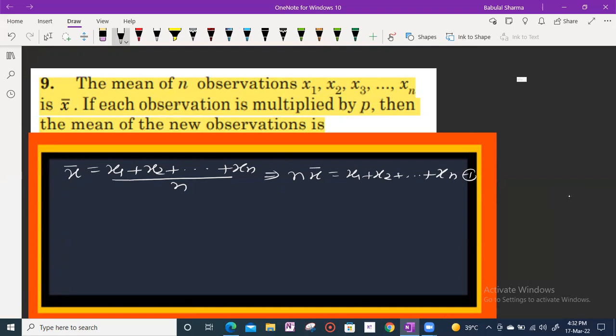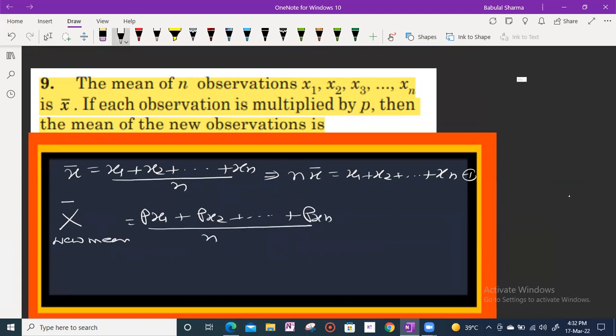Now in the question it is given, if each observation is multiplied by p, so the new mean, which I am taking here as capital X, is the new mean. Every observation we will multiply by p, so see, this is px1, that is px2, and similarly the last observation will be pxn, but the number of observations is still n. Taking p common, that is x1 plus x2 up to xn divided by n.